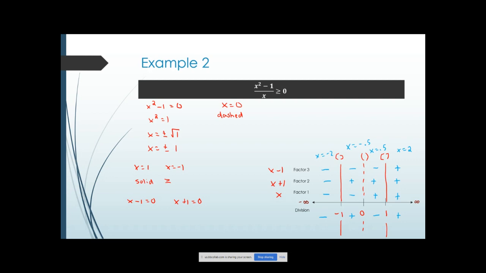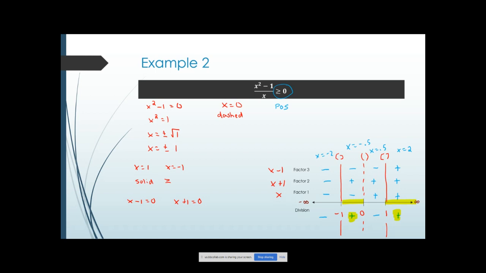So now we go back to what we had. We had greater than or equal to 0, which is positive. So we're looking for the positive parts. That means we're looking for the part between -1 and 0, and then from 1 to infinity. Those are the 2 parts that have the plus sign.